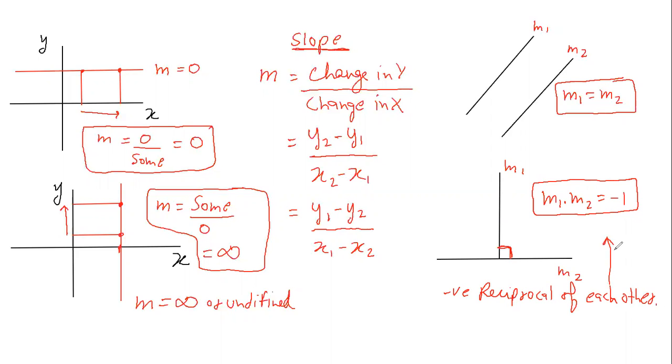So either you say negative reciprocal or you say the product is -1. That's the same thing. So I hope this is clear, guys. Very important. A line parallel to the x-axis, slope 0. A line parallel to the y-axis, slope undefined. 2 lines are parallel, the slopes are equal. 2 lines are perpendicular, the slopes are negative reciprocal of each other, or I can say their product is -1.